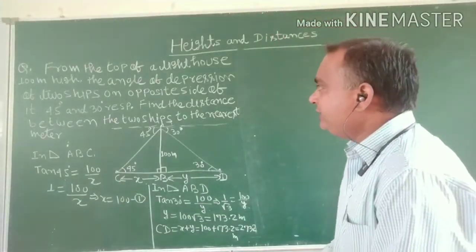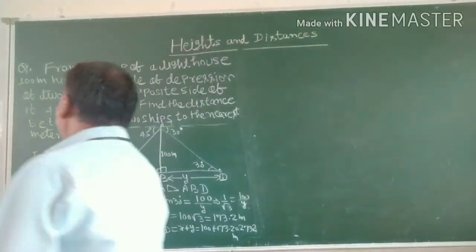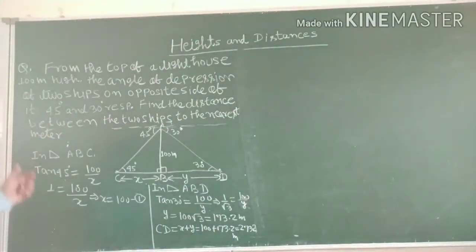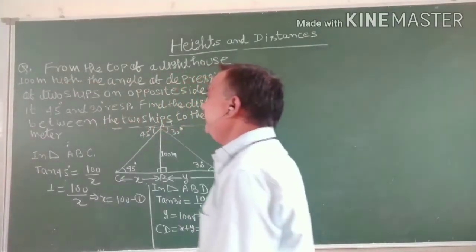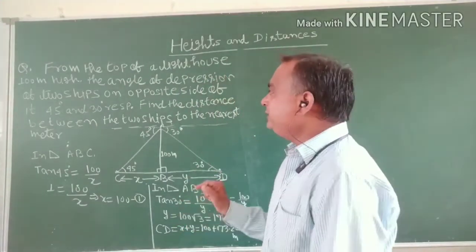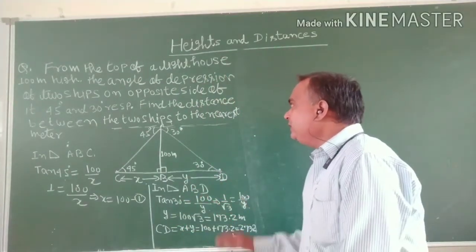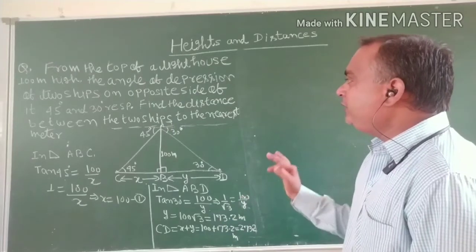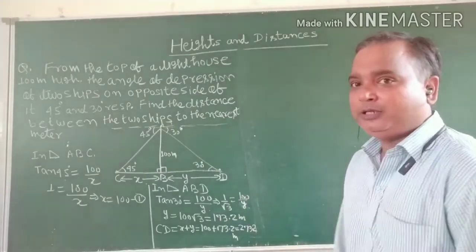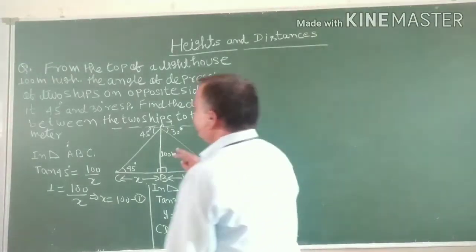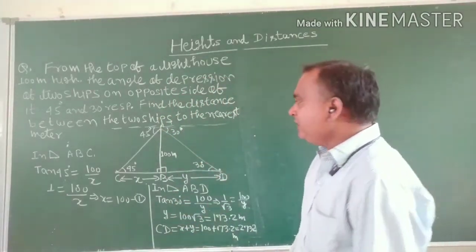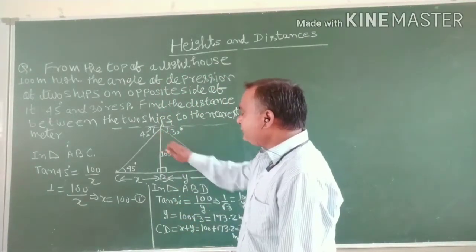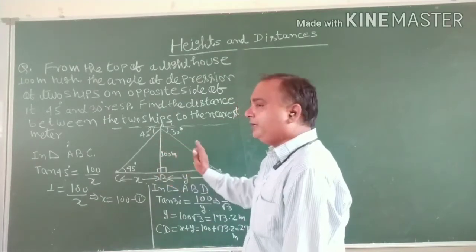Now the next question is, from the top of a lighthouse 100 meter high, the angles of depression of 2 ships on opposite sides of it are 45 degree and 30 degree respectively. Find the distance between the 2 ships to the nearest meter. Here we have been given the angles of depression, 45 degree and 30 degree, and the positions of the ships are on opposite sides of the lighthouse.